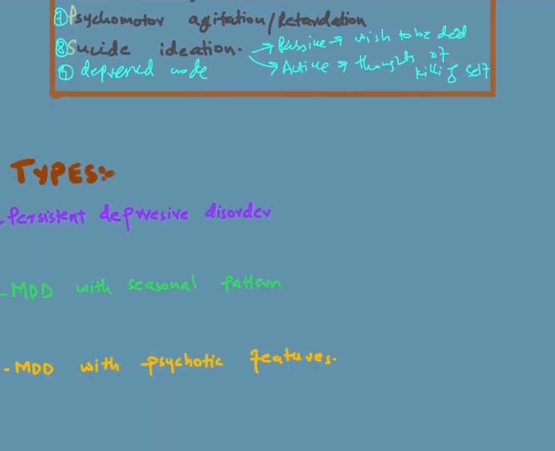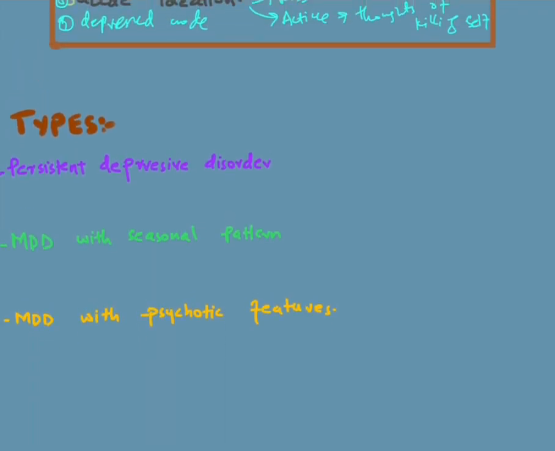Then coming to the types of major depressive disorder. First we have persistent depressive disorder. It is a milder form of depression, where the symptoms are milder but present for prolonged periods. That's the diagnostic criteria: they should be present for at least 2 years, with at least 2 symptoms of depression.